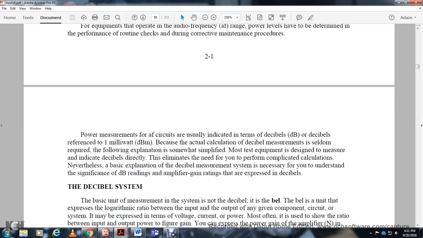Power measurement of the circuit is usually indicated with the term decibels with reference to 1 milliwatt. Because of the actual calibration, decibel measurement requires the following explanation. Somewhat simplified, most test equipment is designed to indicate the decibel directly, limiting the need for you to perform complicated calculations. Nevertheless, a basic explanation of the decibel measurement system is necessary for you to understand significant decibel readings of amplifier gain ratings expressed in decibels.